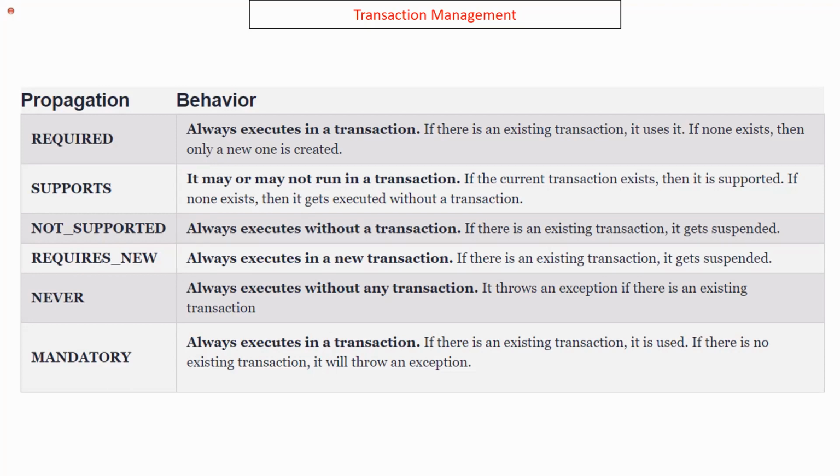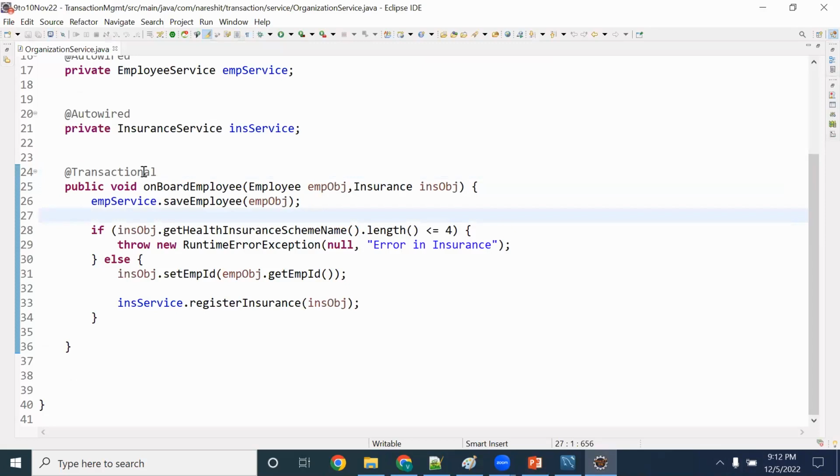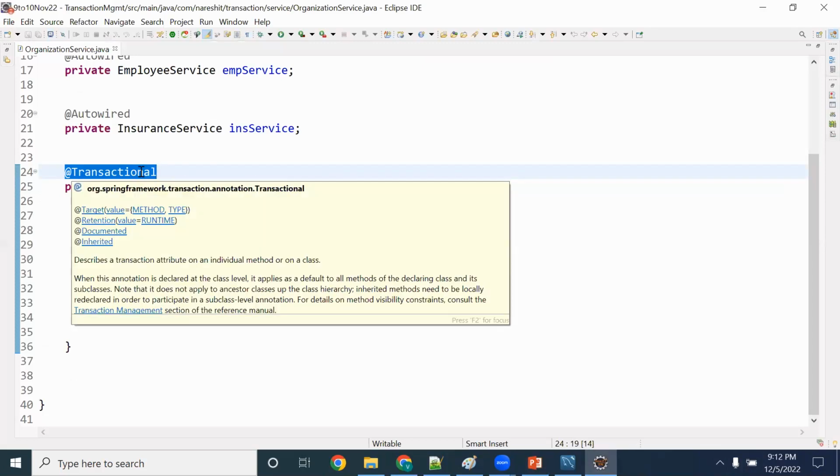Now, what is the first propagation level? The first propagation level is Required. If I don't write anything with Transactional, I only wrote the Transactional keyword, the default level is Required only. If I don't write anything near the Transactional annotation, the default level of propagation is Required.